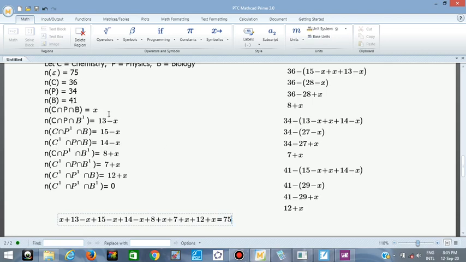So that is that. Some students usually make the mistake. They will go and put 36, 34, and 41. When you add 36 plus 34 plus 41, you see that it can never be equal to 75. It's even bigger than 75, and we say there are 75 students. Can't you see that error will come in their calculation? So don't make that mistake.